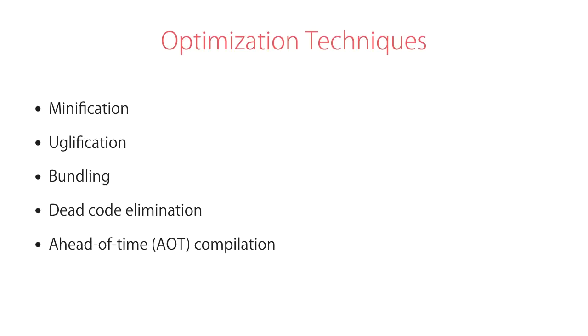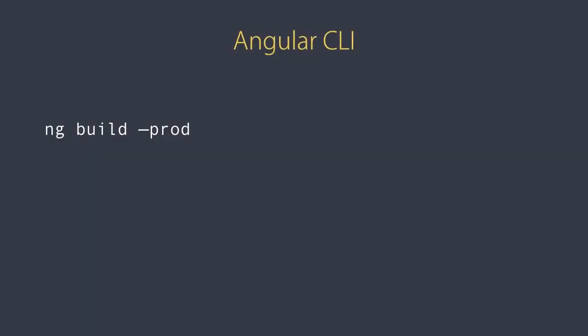Now here's the good news. We can apply all these optimization techniques using a single command with Angular CLI. When we build our application using Angular CLI with the prod flag, Angular CLI will produce highly optimized bundles. Then we can simply deploy these files to a non-development machine. You're going to see this later in this section. So first, let's take a look at ahead of time compilation.